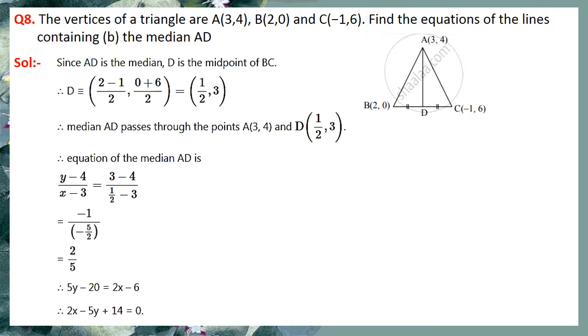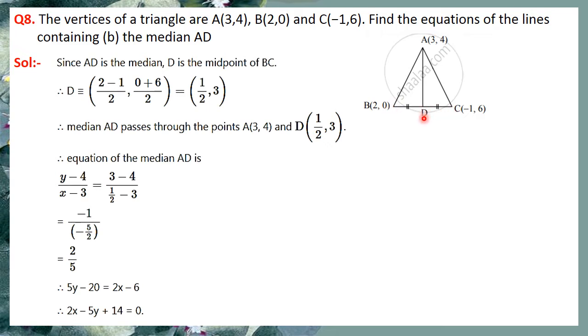Question number 8. The vertices of a triangle are A (3, 4), B (2, 0) and C (minus 1, 6). Find the equation of the line containing the median AD. Now, since AD is the median, D is the midpoint of BC. Look at the diagram and understand it. AD is the median and it passes through the point D, which means D is the midpoint of BC.